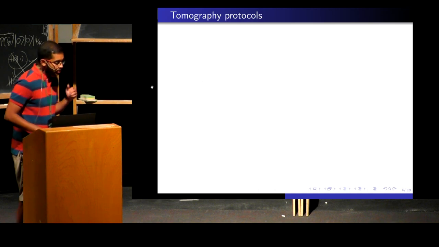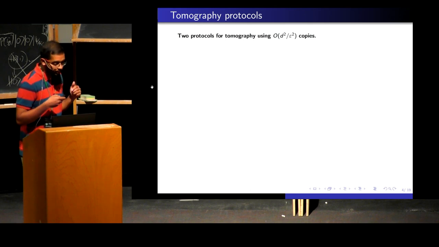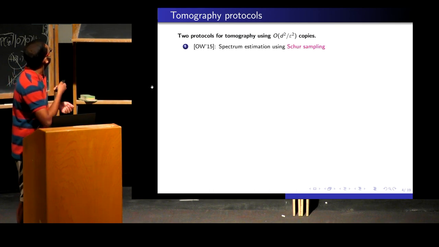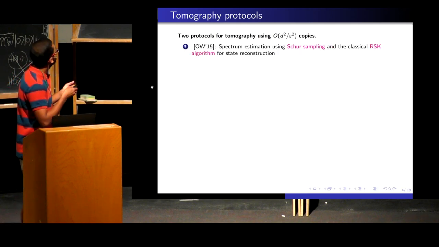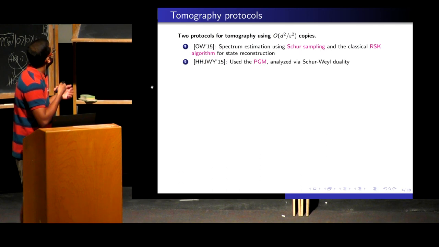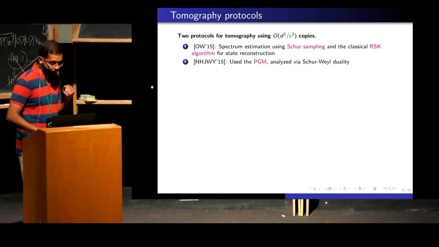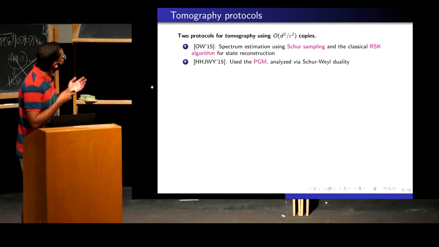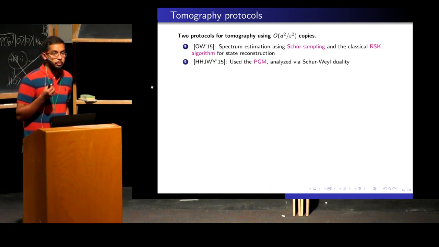Good. So as I said, there were two papers that talked of doing tomography using d square over epsilon square copies. Although the tools they use may be the same, I think they are slightly different. The result by O'Donnell and Wright used a technique called Schur sampling to first estimate the spectrum, and then used RSK, a classical algorithm, for reconstructing the state. And the algorithm of Haah et al. used a pretty good measurement, and then used some techniques from Schur-Weyl duality to recover the state rho. I guess there might be a unifying way to see these two things, but at least as far as I know, I don't see a way to unify them. But these are two ways you can get the d square over epsilon square sample complexity upper bound for tomography.